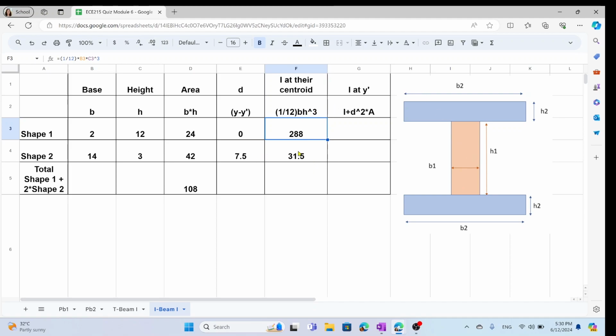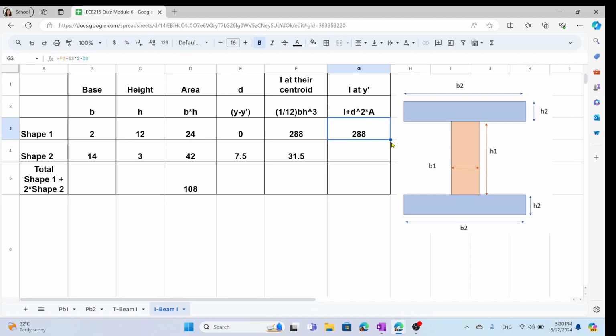But for shape number 2, the blue rectangle, we will add the parallel axis term because it's far away from the centroid. So check that. Let's do now the formula of the parallel axis theorem. It's equal to the I that we found plus the distance squared times the area.